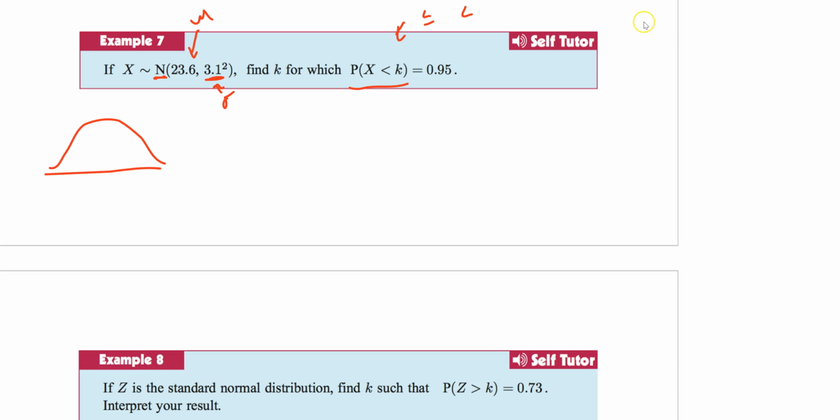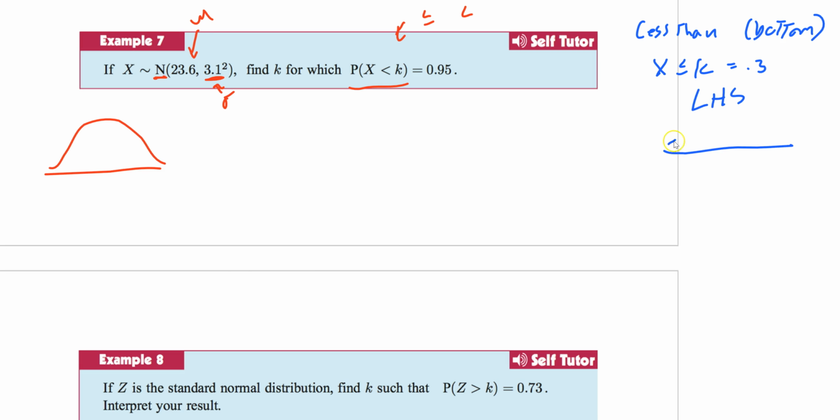One last thing before we get started here is how to draw this. Anytime I say less than, or maybe I might say bottom half, smaller than, anything that means lower, something to this effect, x is less than k equals 0.3, you want to start on the left hand side, and that's going to be a key. This is halfway, right? 0.5 halfway. Start on the left hand side. I can only go 0.3 out, so 30% out here, something to this effect, starting from the left hand side because it's less than k.